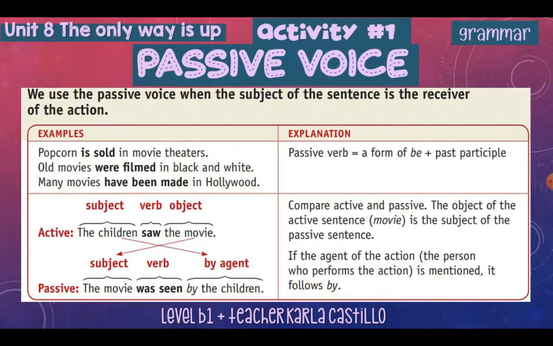In this passive voice exercise, remember that we use the passive voice when the subject of the sentence is the receiver of the action. It means when it's more important what was done than who did it. Okay, here we have some examples.